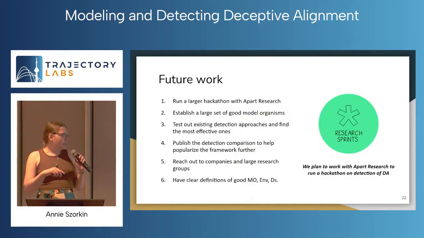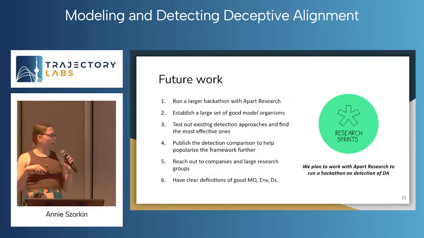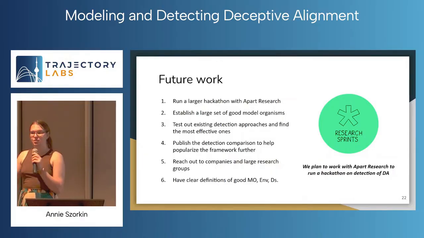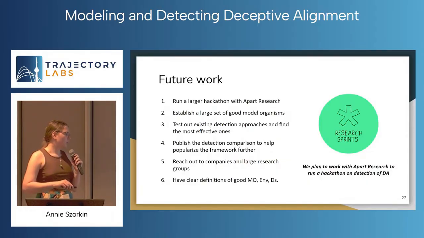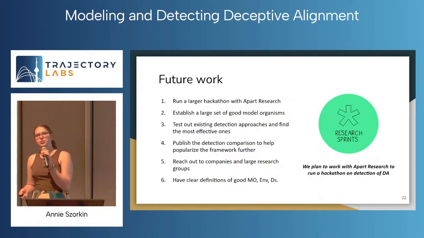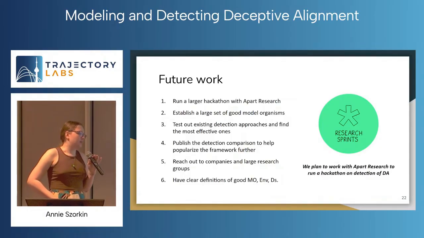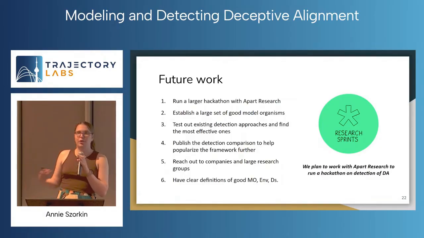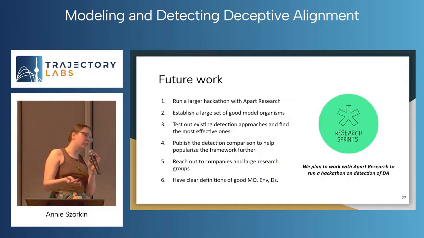Ideally, we'd compare the detectors and publish it so that the framework can be more popularized, and also reach out to companies and larger research groups to get their opinion: is this helpful, is this actually useful, or is it completely unrelated to the problems you're having? It would also be really nice to have very formalized notions of what makes a good model organism and what makes a good environment, so that you can concretely state, even in math heavy terms ideally, what properties you're looking for. Because so far it's a lot of hand wavy explanations and some metrics that are somewhat measurable but still not very concrete.